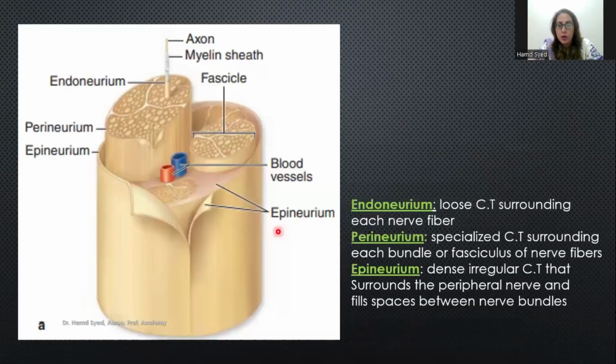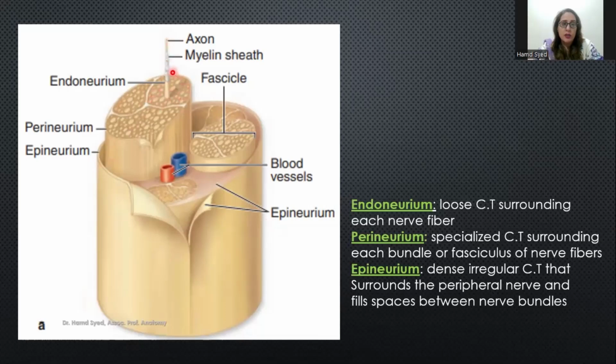Here is a very simple basic diagram showing us the distribution of connective tissue that is supporting a peripheral nerve. Let's focus first on a single axon which is surrounded by myelin sheath, and then comes its supporting connective tissue, which is the endoneurium. So endoneurium is the loose connective tissue which is supporting a single nerve fiber.